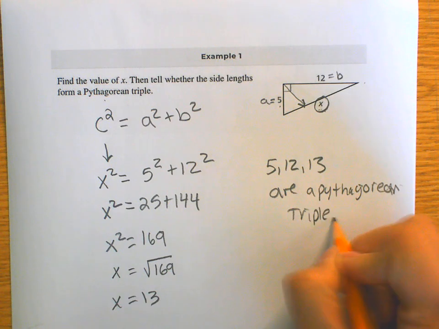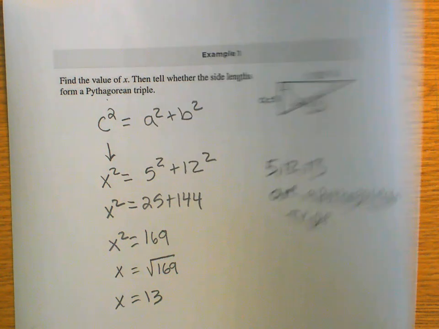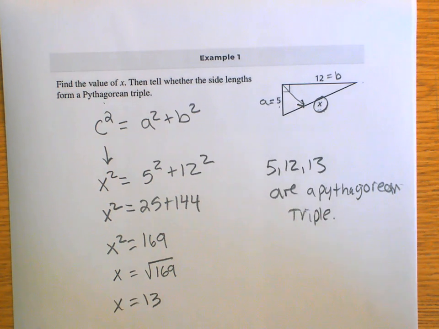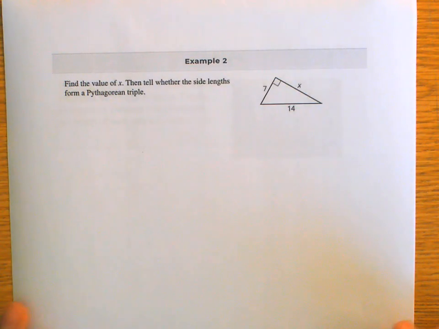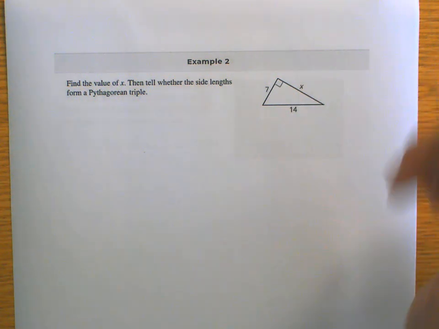So how do you know if it's not? If this becomes a decimal after you take the square root, then it's not a Pythagorean triple. All right, so that's example number 1. Let's look at example number 2. Find the value of x and tell whether the side lengths form a Pythagorean triple.